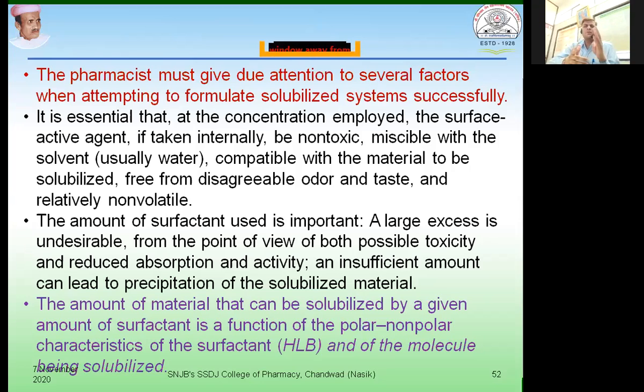It is not fixed that the scale is 0 to 18. You have surfactants like sodium lauryl sulfate whose HLB value is 40. So which surfactant we are going to use as a solubilizing agent depends upon the material which we want to solubilize. Mostly surfactants having an HLB value above 13 are commonly used as solubilizing agents. Is that clear?